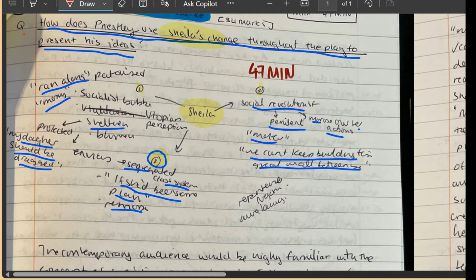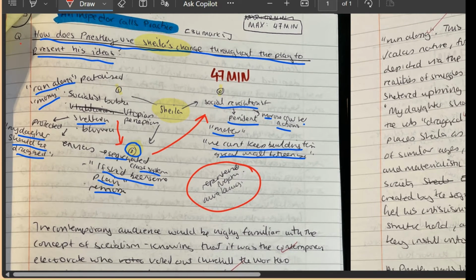So in this case, I've gone chronologically. I've discussed that firstly, she's in a socialist bubble. Then she's quite envious and she's been raised to be quite segregated from others. And then my third point is that she's a social revolutionist. So that was my plan. And my overall line of argument can be seen here, where it's showing her repentance through her awakening. And that's her development. So I always then move on to writing my introduction.